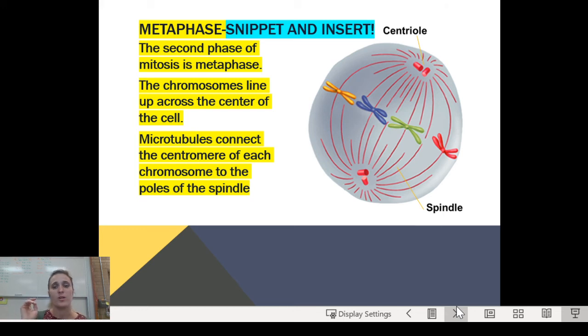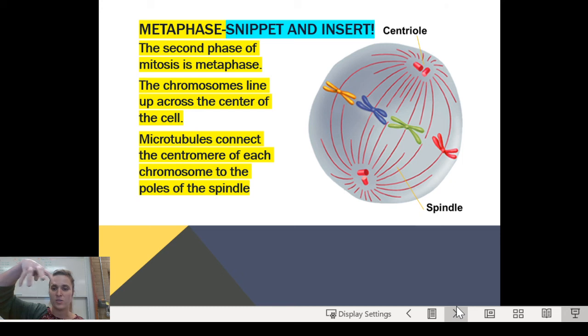You're going to type metaphase for the title of the next stage, and then take a snippet of this and insert it for metaphase. Metaphase is the second phase of mitosis. The chromosomes basically line up in the middle. So if you were to look in a microscope and I ask you, what phase is this? If they're lined up along the middle like that, that is metaphase.